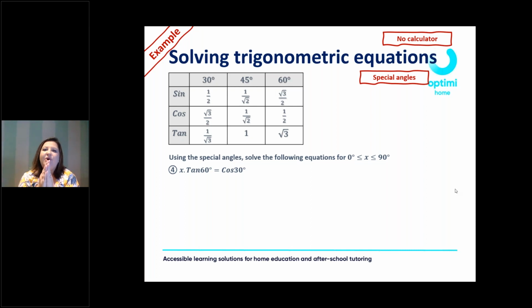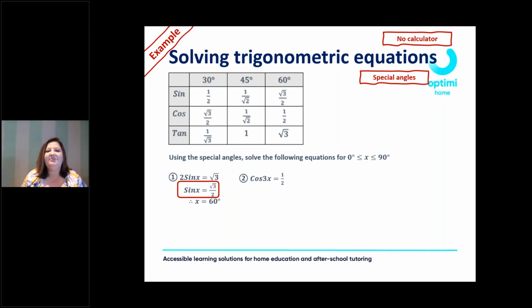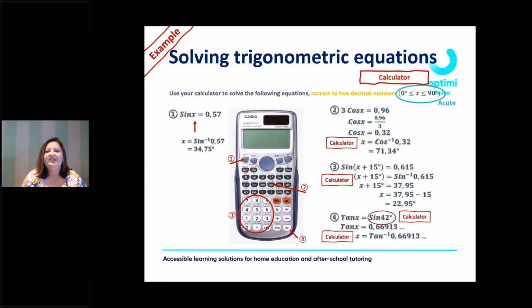So when you are required to calculate an angle, you need to use the shift. When it is just calculating an expression, you won't use your shift. So I'm quickly going to go back to just that page again, just to show you.